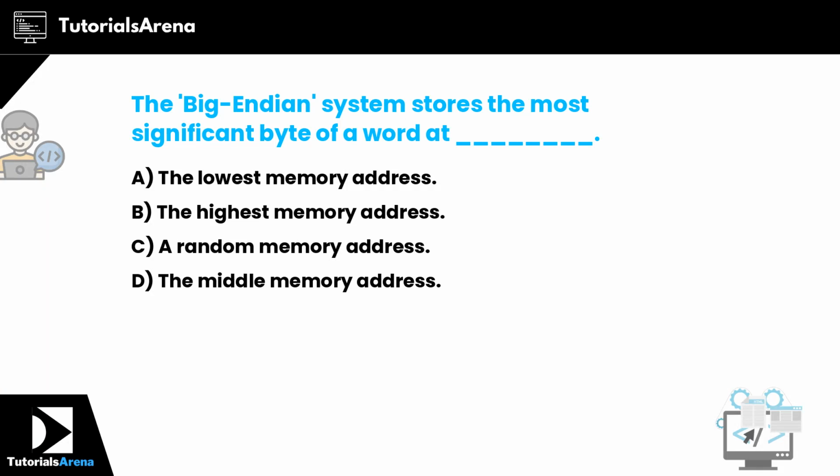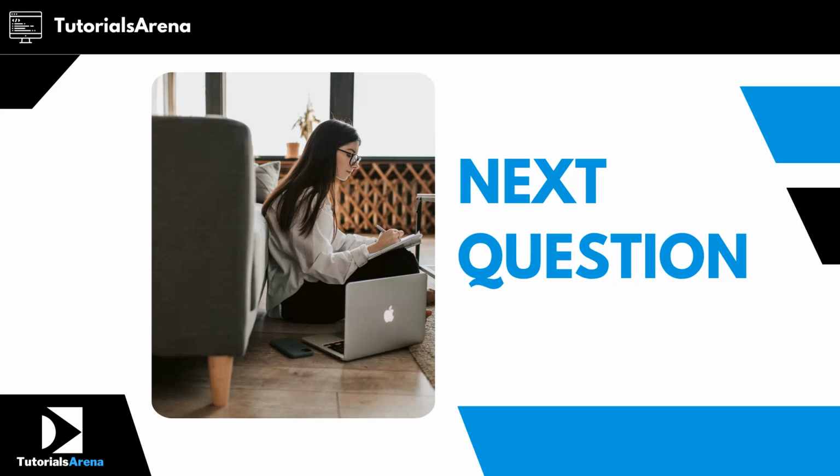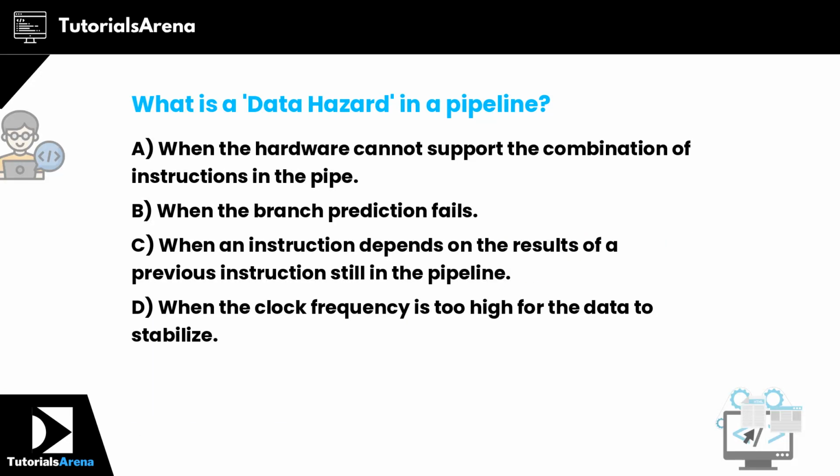The big-endian system stores the most significant byte of a word at ________. The correct answer is option A, the lowest memory address. What is a data hazard in a pipeline? The correct answer is option C, when an instruction depends on the results of a previous instruction still in the pipeline.